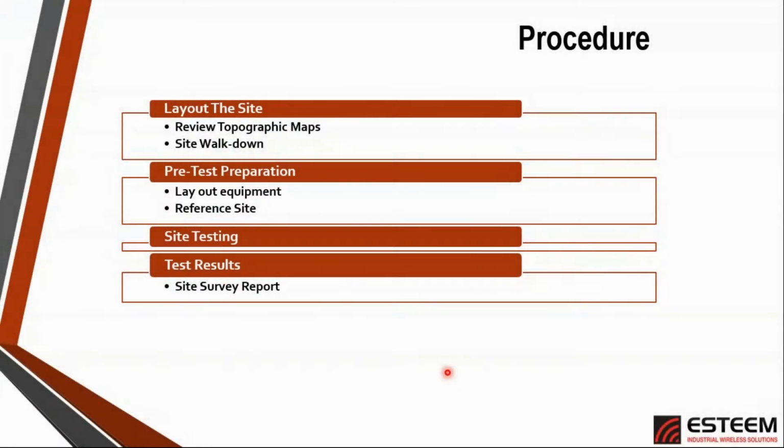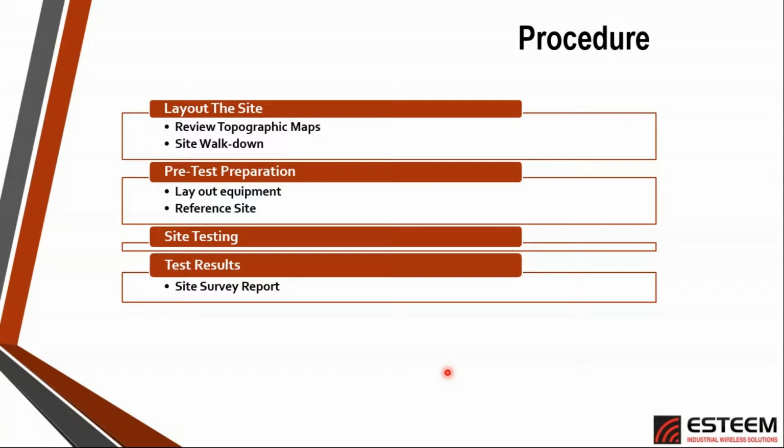So how is this actually done? What is the procedure that we do? The first thing we do is we basically review all the topographical maps. In a lot of cases on the RF design side, you're going to find immediately that there are remote locations that you're not going to be able to get a direct line of sight to. They're behind a hill or something like this.